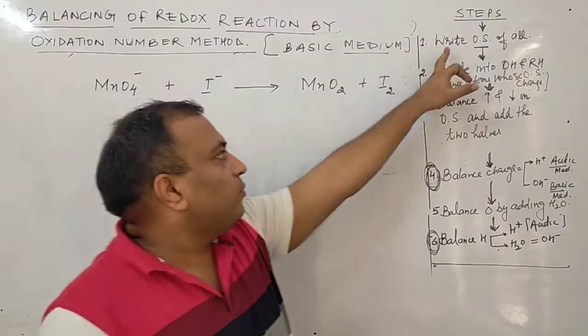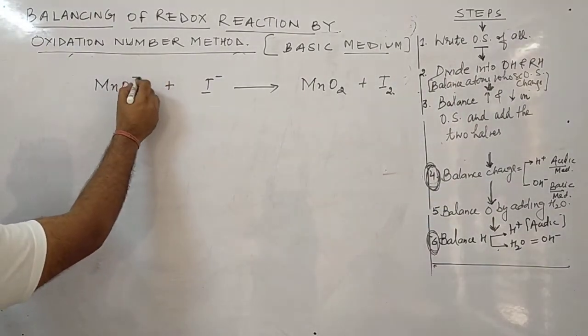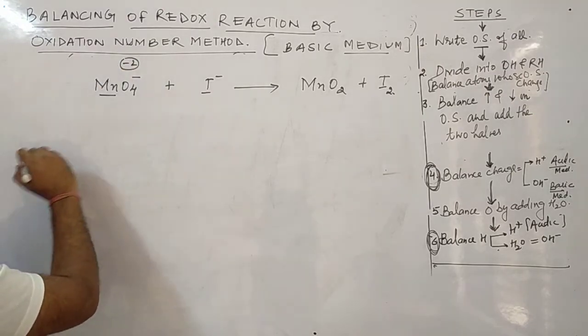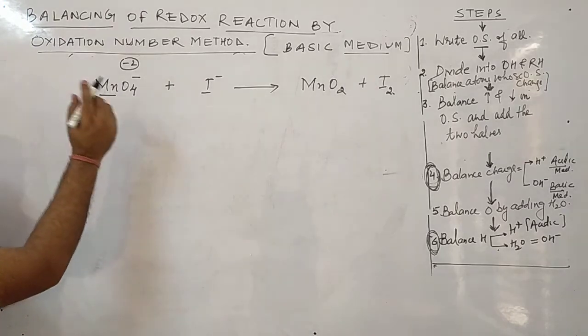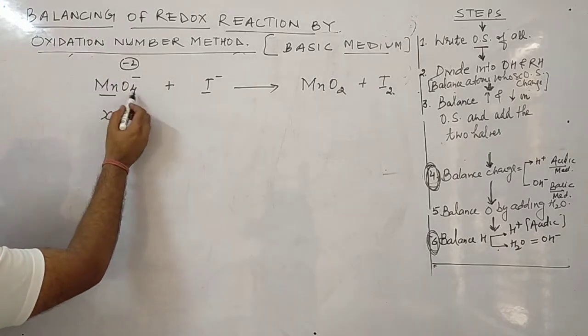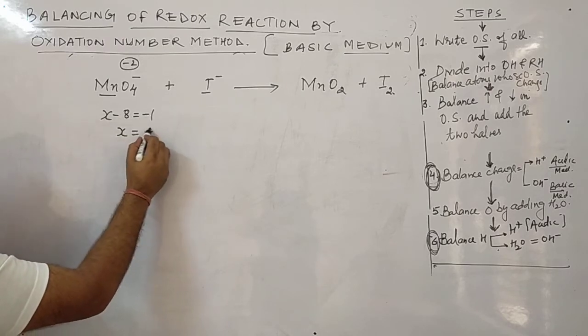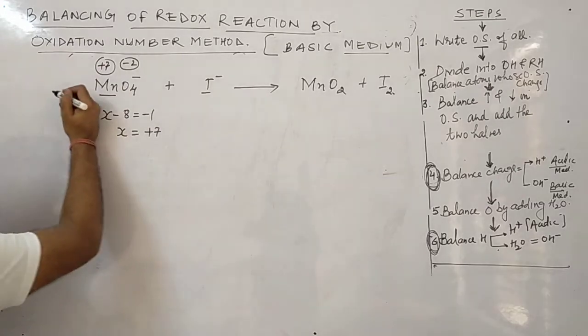Start करते हैं. First step, write oxidation state of form. So beta just see out. The state of oxygen is -2. Mn is a d block element. इसकी state हमें calculate करनी पड़ेगी. So let the state be x. Oxygen 2 into 4 minus 8 equal to -1. So x will be +7. The state of Mn is +7.